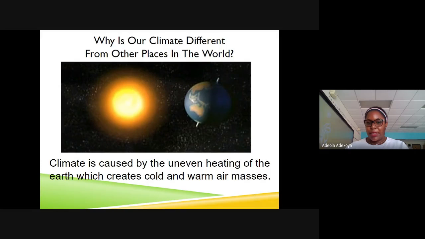Why is our climate different from other places around the world? That's because of the uneven heating of the earth by the sun. All right, so the sun does not heat the entire earth evenly. And so some areas don't get a lot of sunlight, and they have cold air masses, so the air there is cold. And then some areas get so much sunlight and the air there is warm.